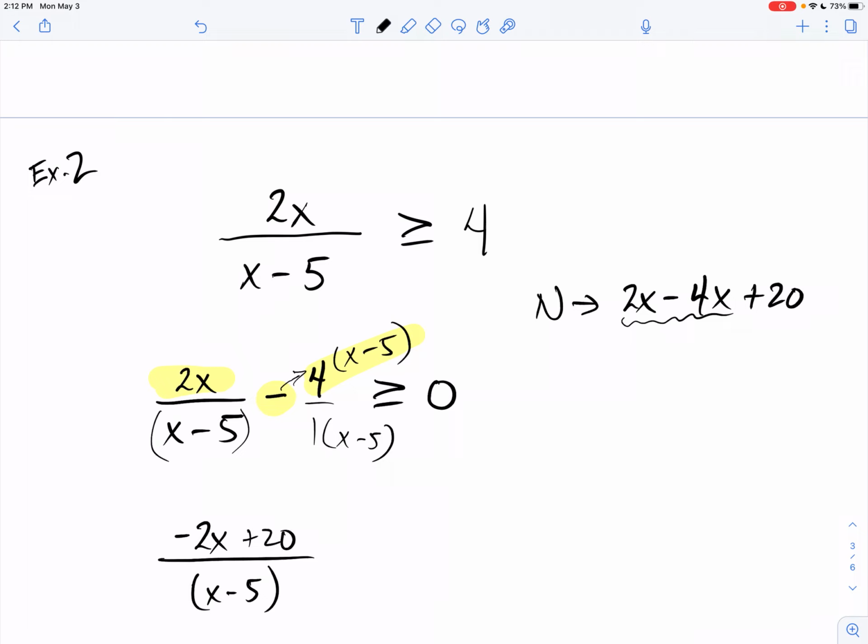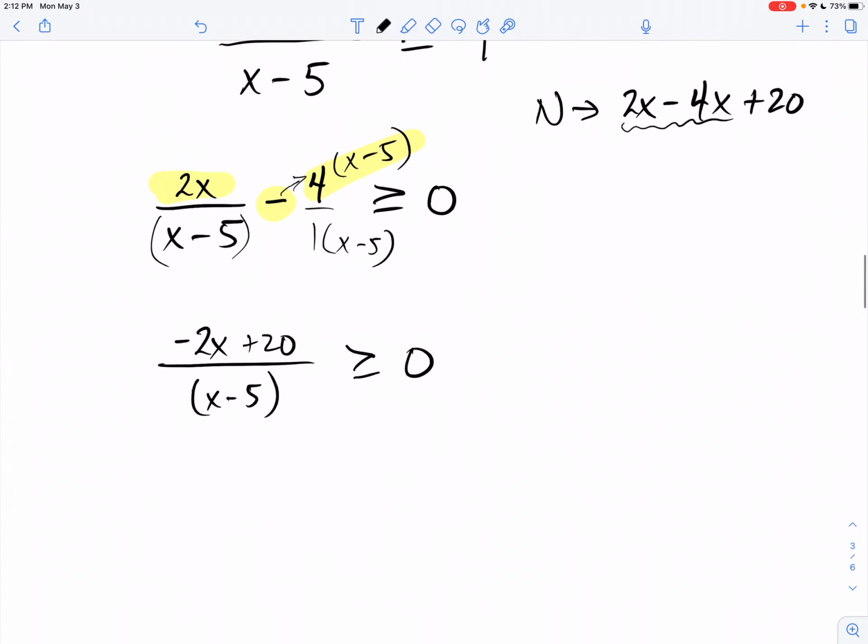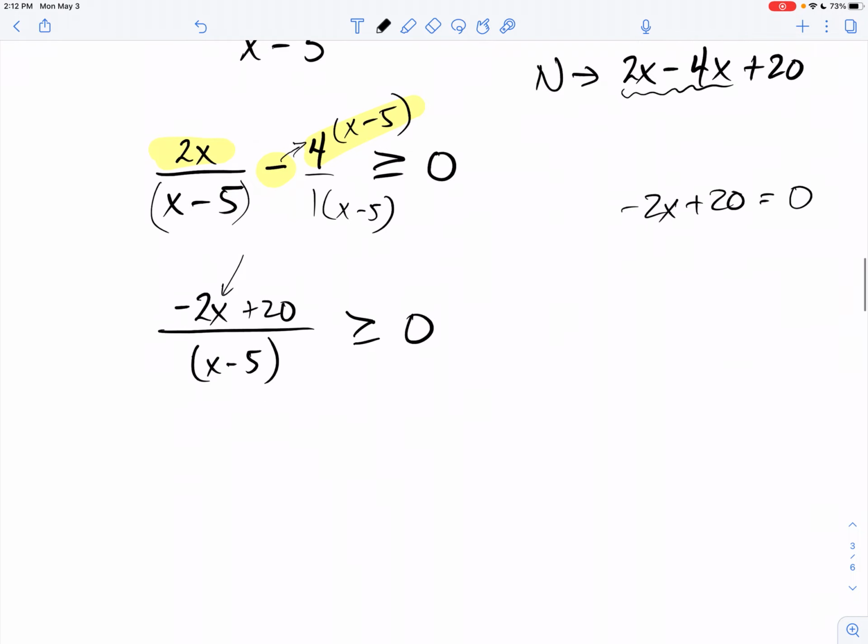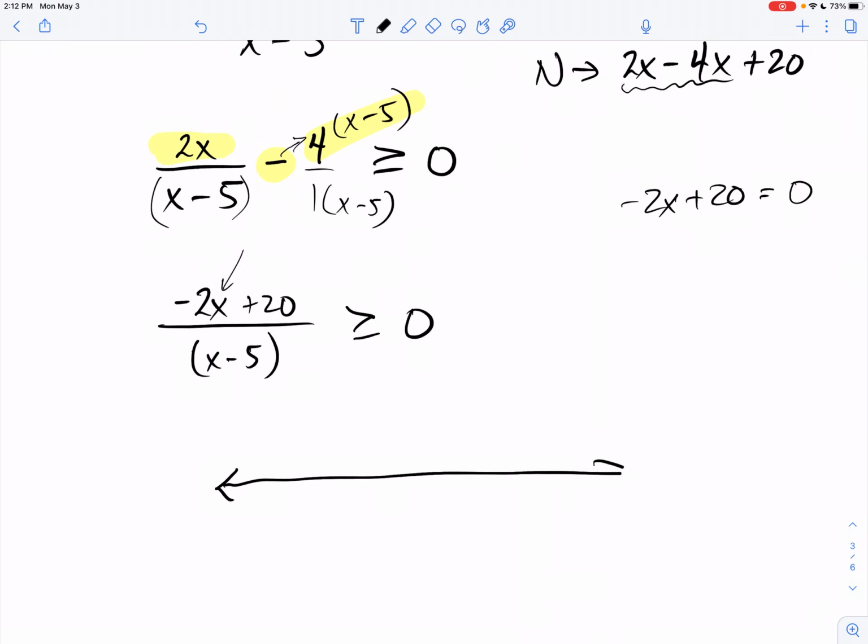And I can totally visualize what my critical value is going to be. In the top, what would x have to be? Well, if I set the top equal to 0, I would get 10 as an answer. If x was 10, the top becomes 0. So I know one of my critical values is at 10. So I'm just going to say, here's 10. Here's 5. My bottom critical value is easy. I just go, oh, 5. Just for perspective, here's 0 on my number line.